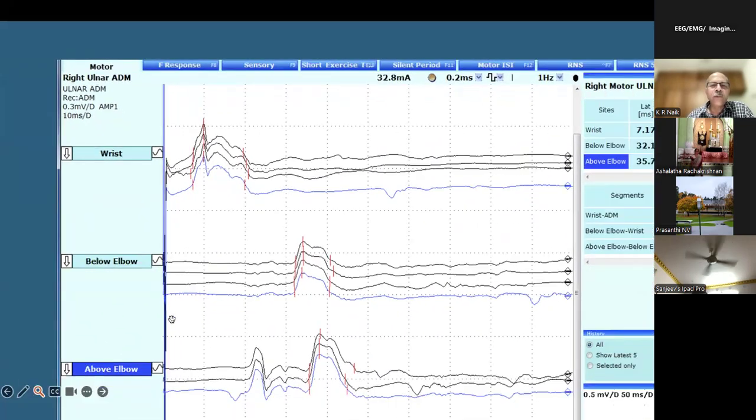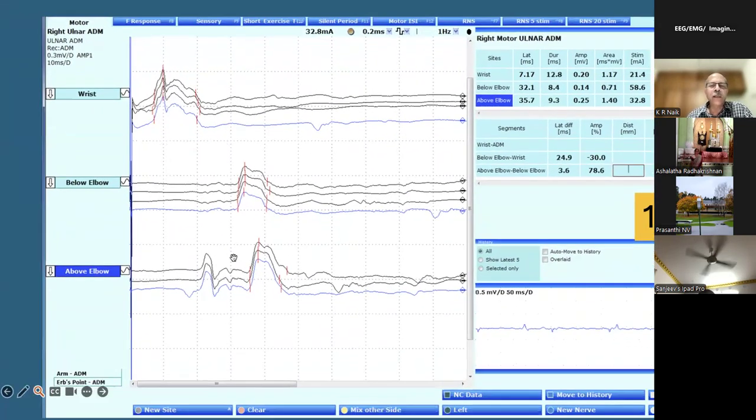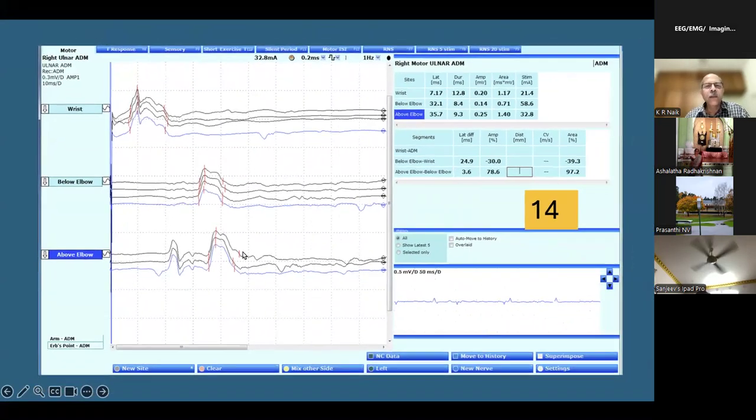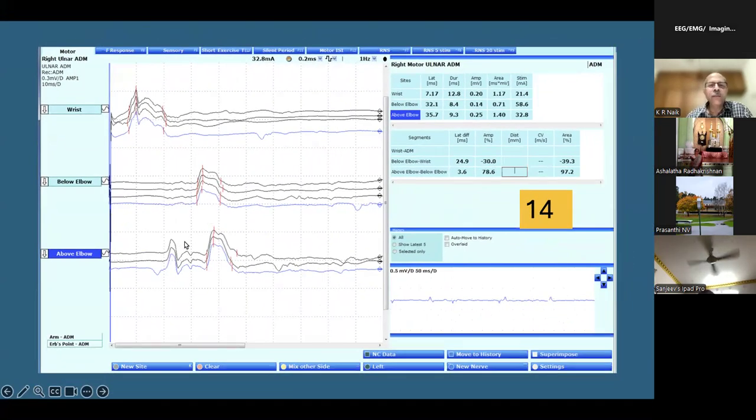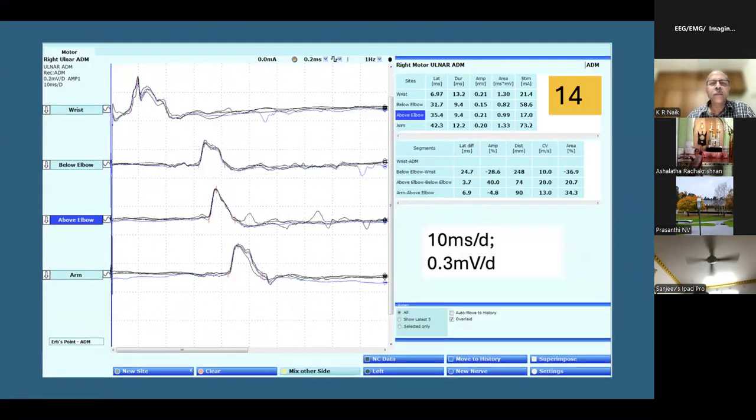So what is the first preceding potential before the ulnar CMAP? There is one to be found out. And in addition, what is the type of abnormality? Where is the pathology? You have to document. This we will skip, okay.